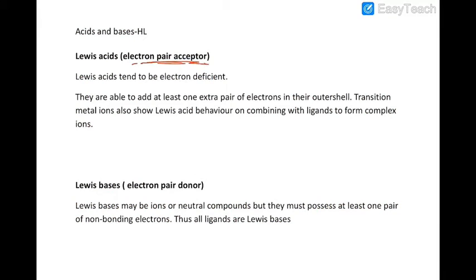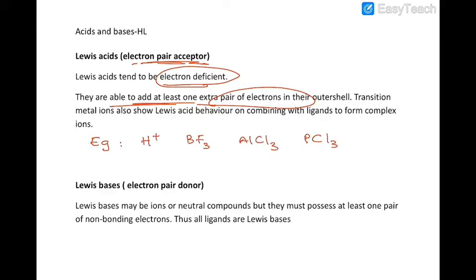Lewis acids, the electron pair acceptors, are electron deficient, which means that they lack electrons. If they lack electrons, they will be able to accept electrons, so they are able to add at least one extra pair of electrons. Transition metal ions can also act as Lewis acids, for example Fe3 plus and Fe2 plus, when they combine with ligands to form complexes.